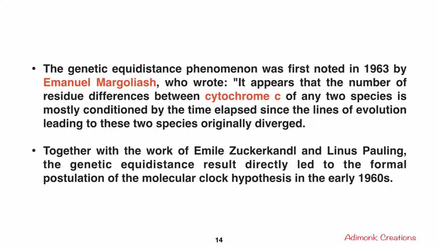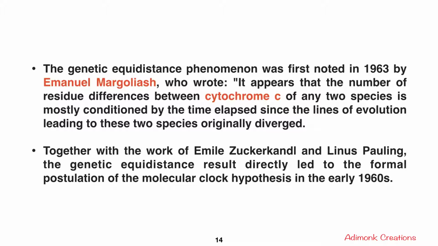Next, the genetic equidistance phenomenon was first noted in 1963 by Emanuel Margoliash, who wrote, "It appears that the number of residue differences between cytochrome c of any two species is mostly conditioned by the time elapsed since the lines of evolution leading to these two species originally diverged."